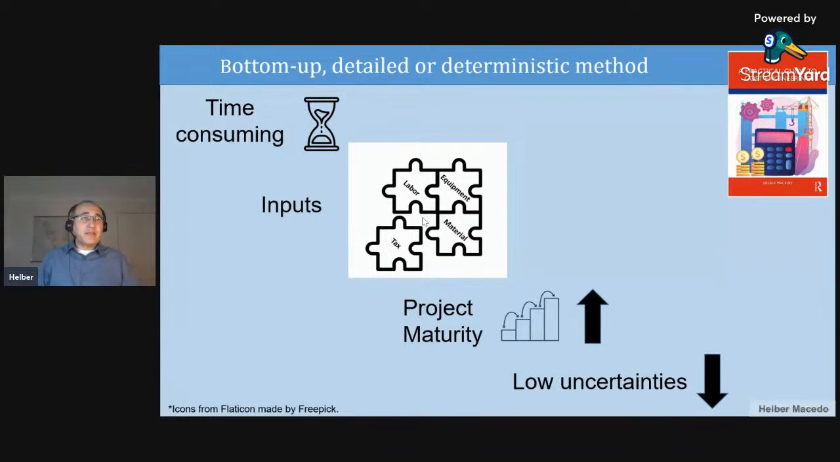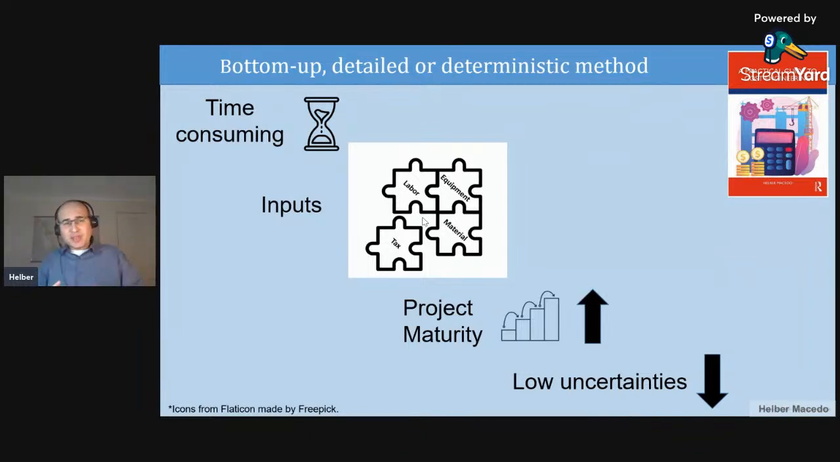The second important point about the bottom up is that it's like a puzzle. You need to add all the inputs to create your cost. You need to include your labor, your equipment, your material, additional things like insurance. In some cases you need to decide if you include the cost with tax or not, and you need to see the location, the country, and the requirements from the client.